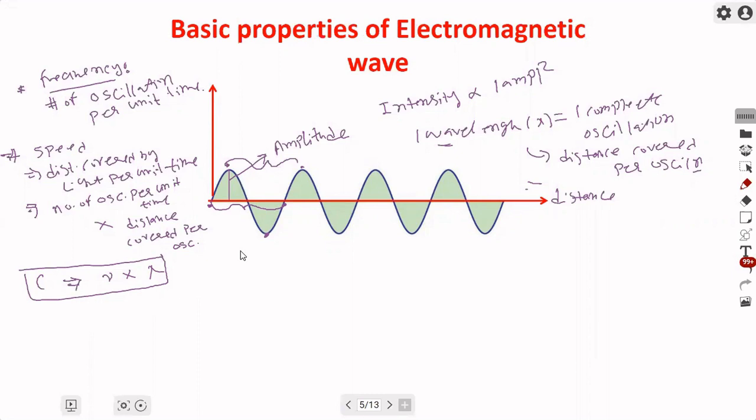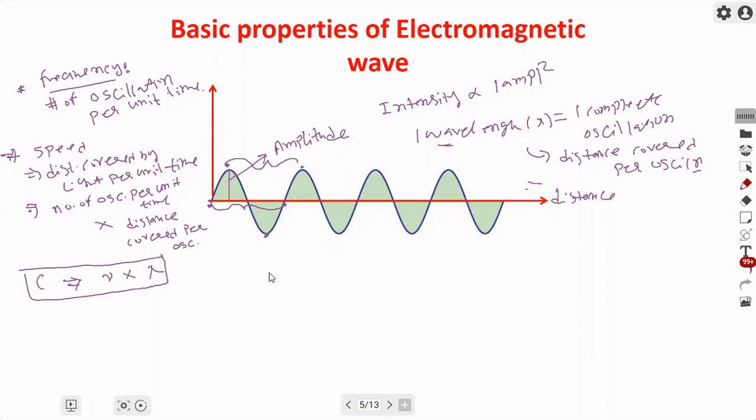Another thing that differentiates an electromagnetic wave from a normal wave is that for the propagation of an electromagnetic wave we don't need any medium, but for the propagation of a normal wave we need some medium. Electromagnetic waves can travel without any medium. These are some important facts.